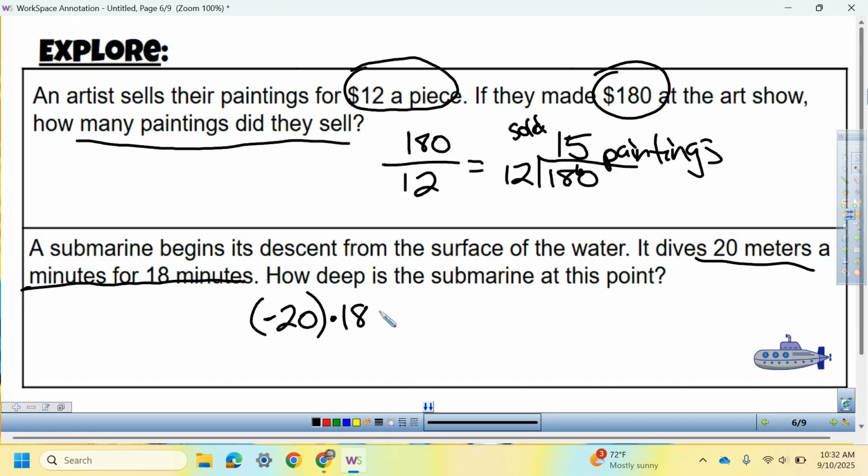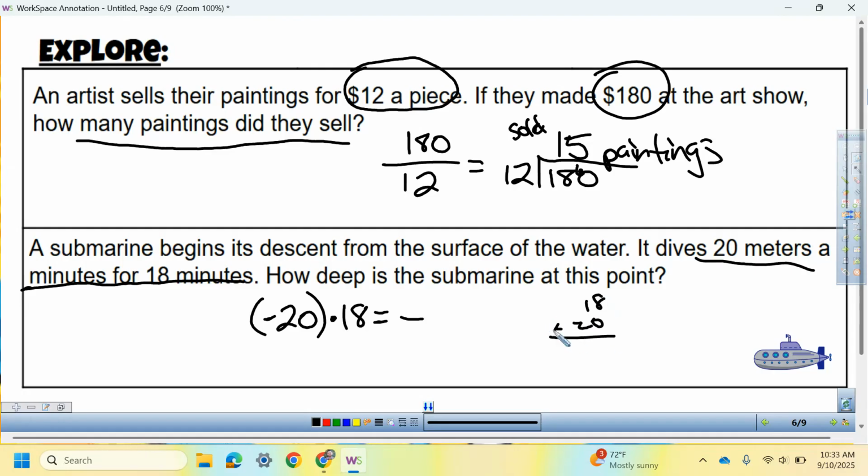So here's our problem, negative 20 times 18. Before we do the multiplication, think about it. What kind of an answer is this going to be? Positive or negative? Well, he's going further and further below the surface, so it's going to be a negative answer. Negative times a positive, signs are different, always a negative solution. So let's multiply this out and see what we get.